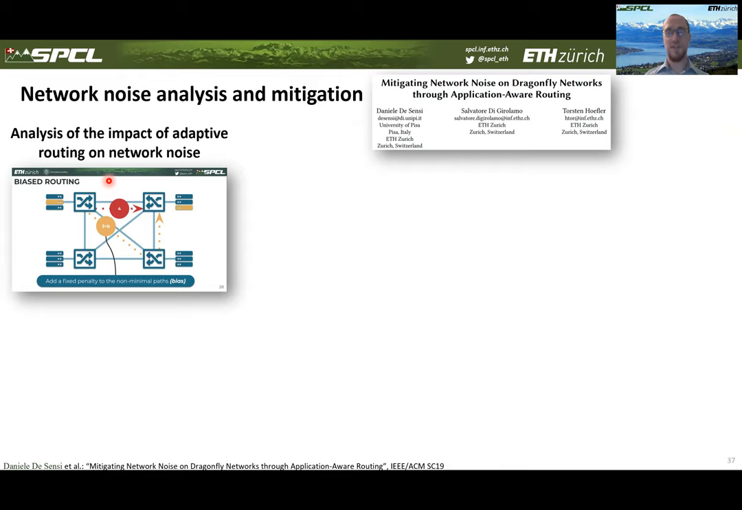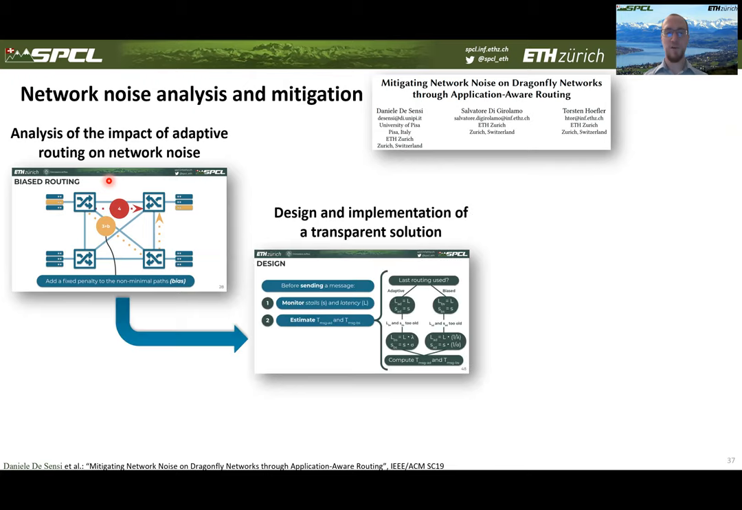So when I send a message, I'm just hoping that the resources in the network will be available for me during that network transmission. And they may not be fully available, and then my message is going to be delayed. And this delay is what we call network noise. It turns out that this delay is incredibly disturbing on low-diameter networks with adaptive routing.